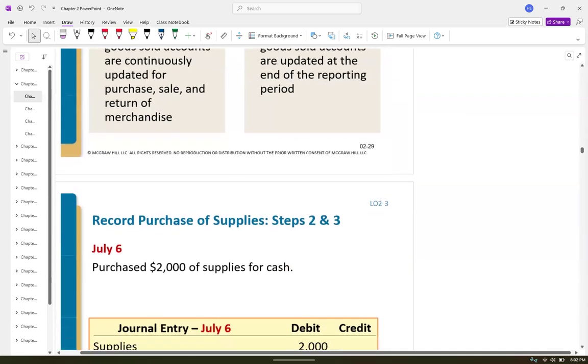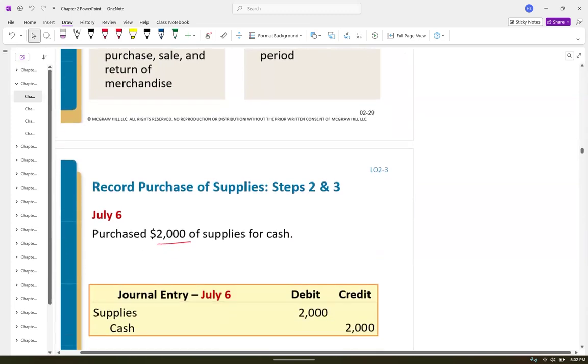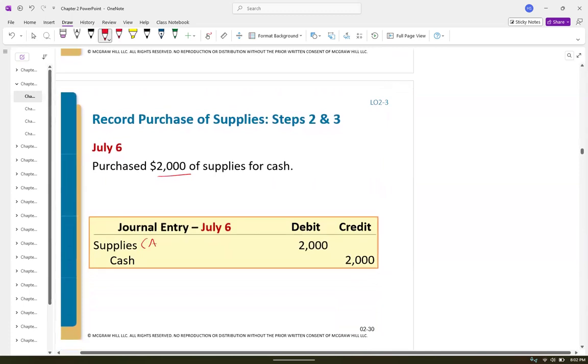Okay. Next entry, we're going to purchase $2,000 of supplies for cash. Okay. We are going to debit supplies, the asset. I like to pull that out because this is something they really try to trick you on. And then we're going to credit cash. If they'd have said on account, that would have been accounts payable.